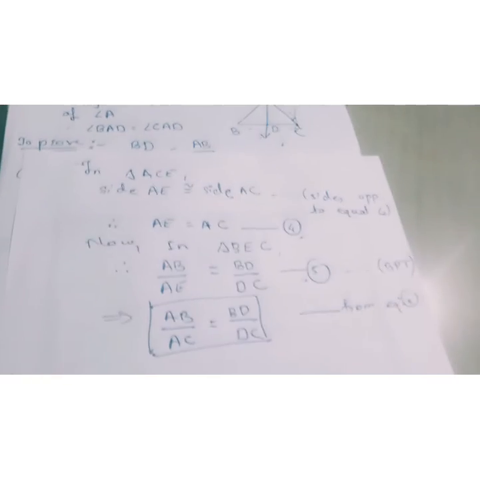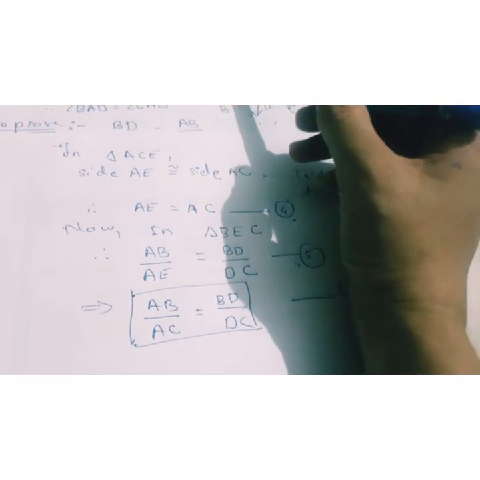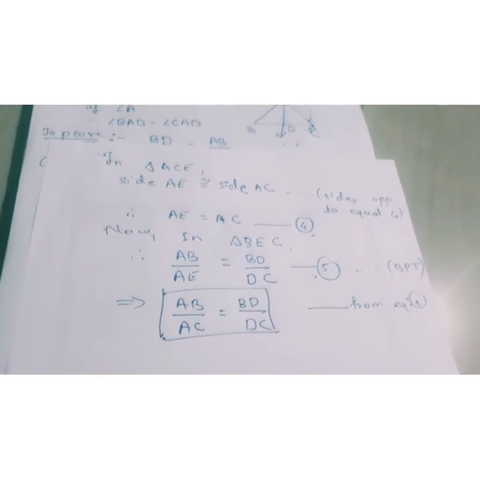That is, we have proved that the bisector of angle A divides the opposite side in the ratio of the remaining sides. So this is simply the property of an angle bisector of triangles.